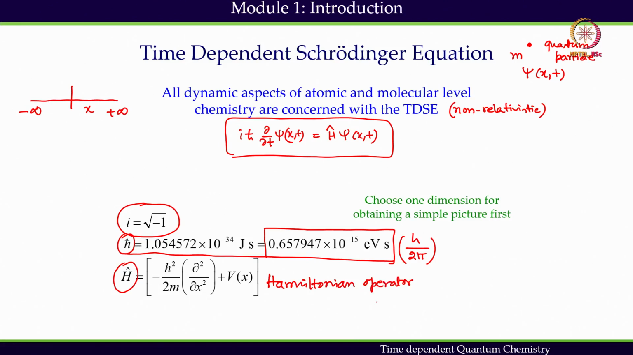Many details of the quantum mechanical operators will be given. The meaning of operator in quantum mechanics, everything we'll be discussing, but to directly come to this TDSE, in TDSE we have this Hamiltonian operator, that is the total energy operator, which will include the kinetic energy part. This is called the kinetic energy part, and this part is the potential energy part.